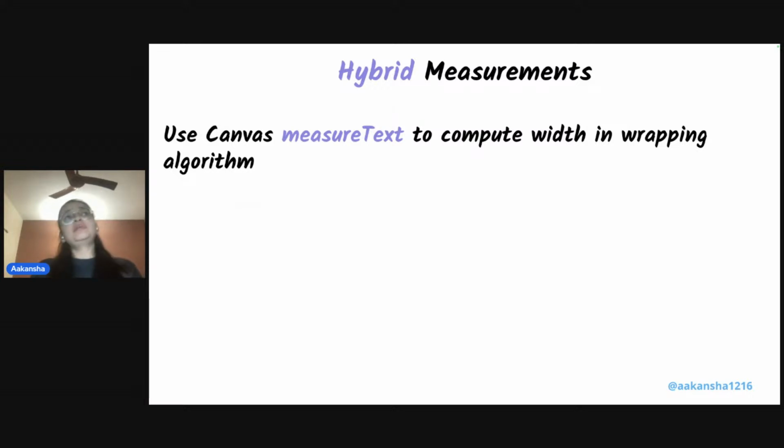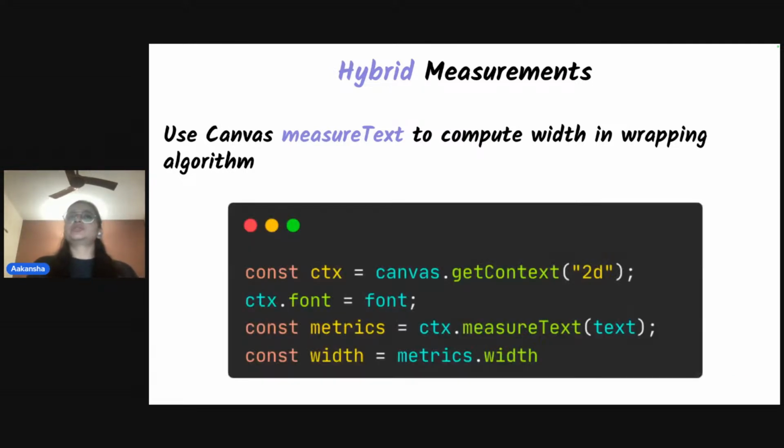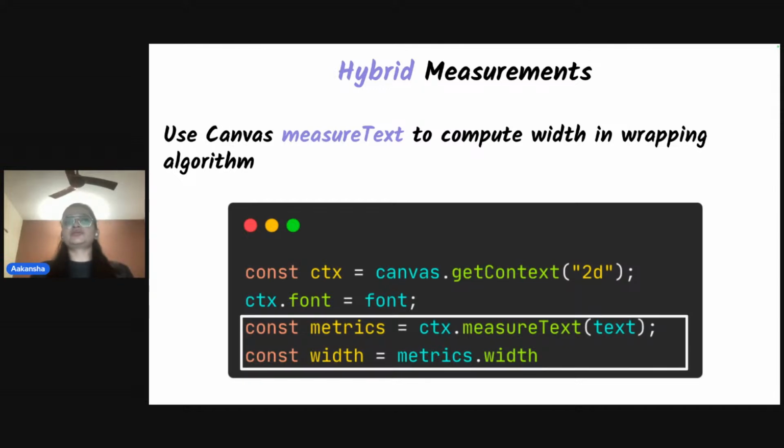So in the hybrid measurement, as I was mentioning, Canvas has a measure text API, which you can use to calculate the width of a given text. We will be using this measure text API only in our wrapping algorithm. The DOM will still stay with the DOM measurements. That is why the name is hybrid. So this is how you can use it. You just get the context of the canvas and use the measure text API. There are a lot of metrics which you get, but we are just interested in the width.